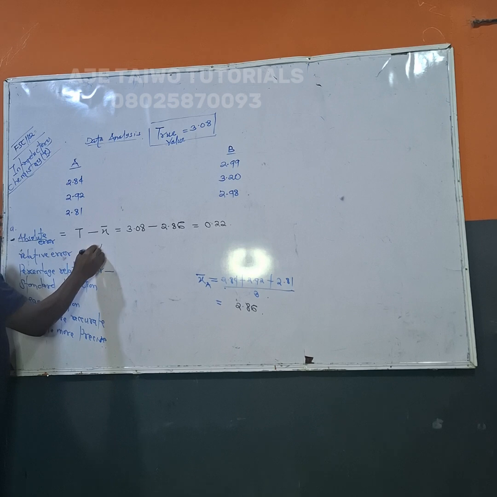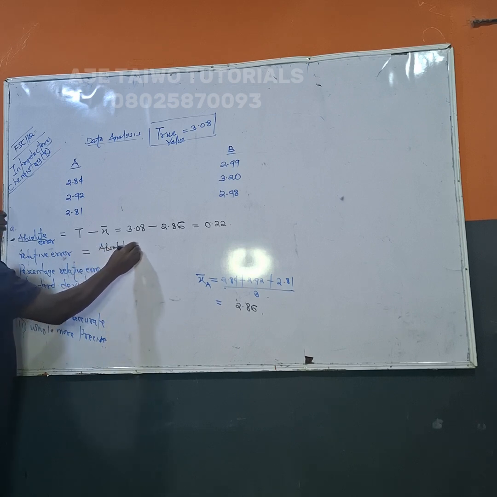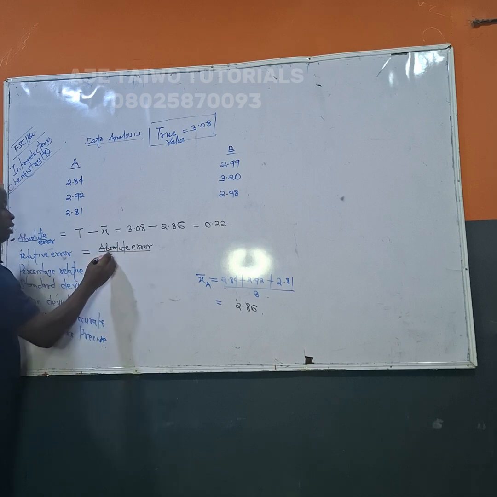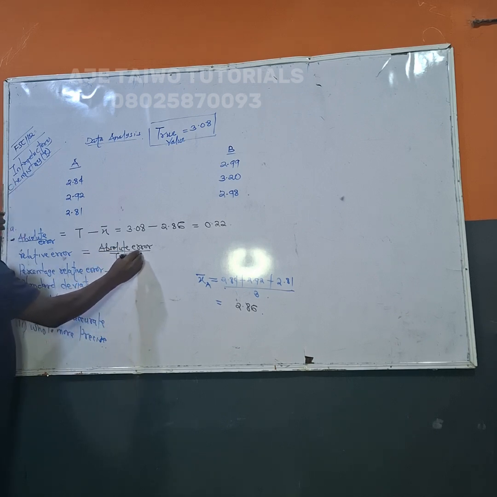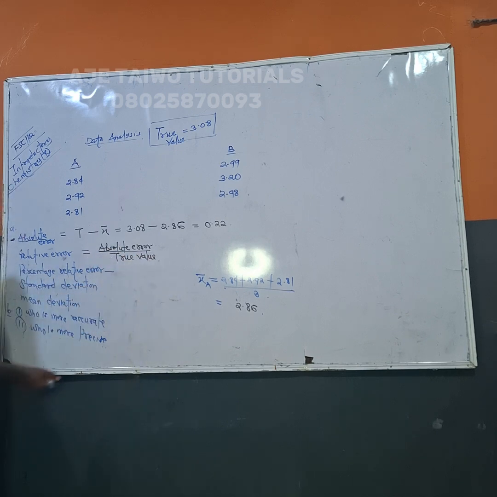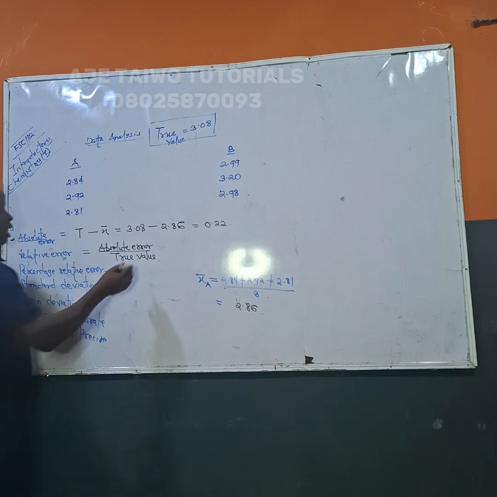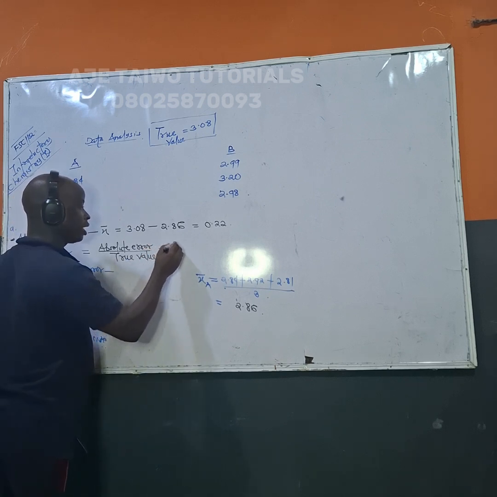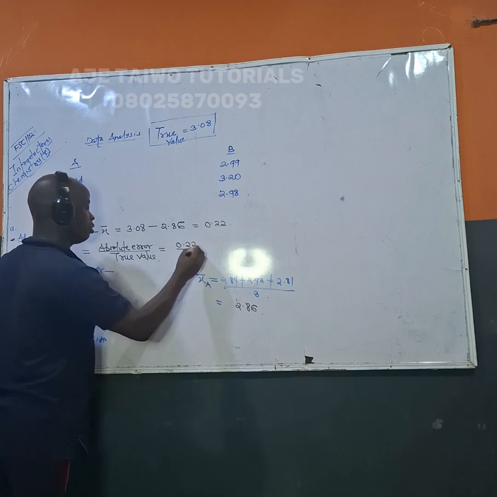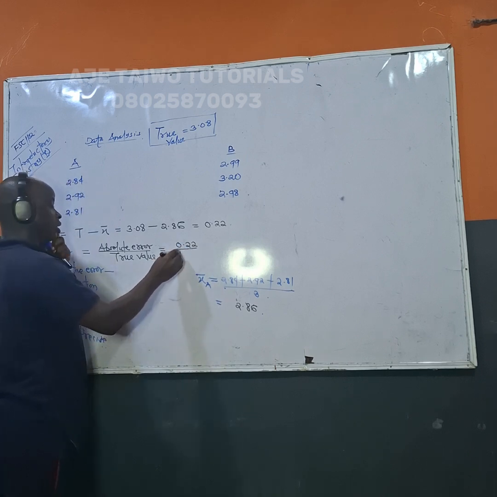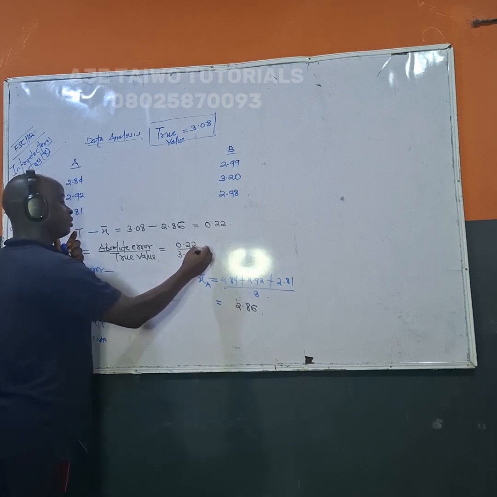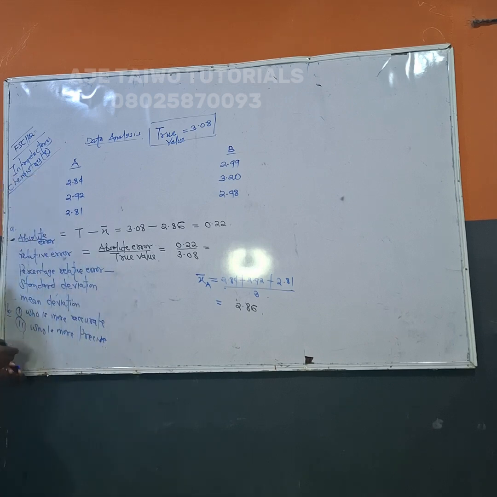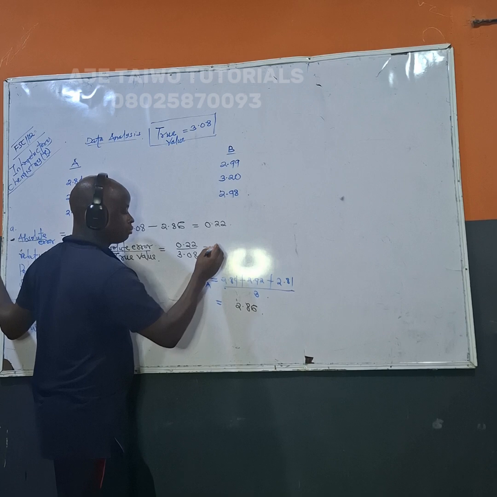Relative error is absolute error all over true value. That is absolute error. And that's relative error. And that's 0.22 all over, what's the true value? 3.08. So what's the answer? 0.07.